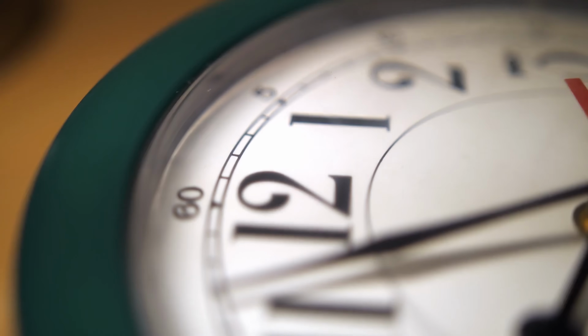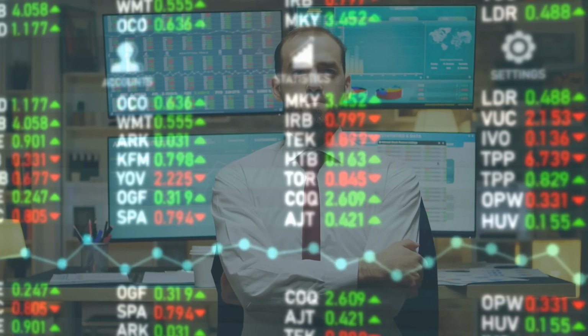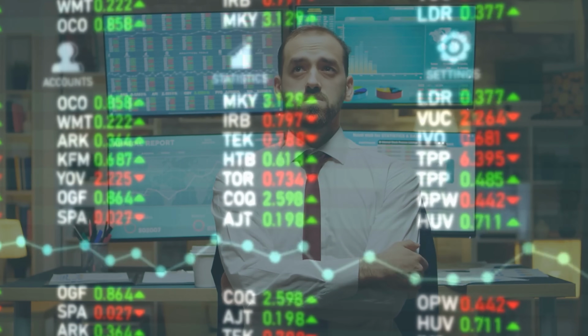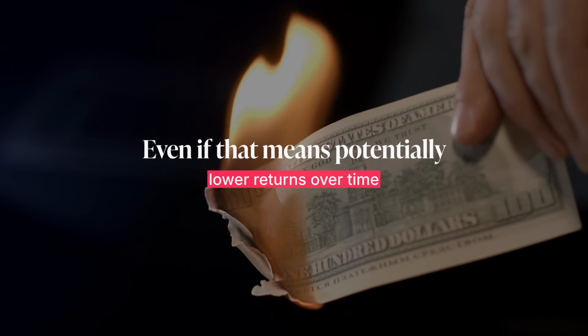Now, it's worth noting that there's no right or wrong answer, as this depends on things like how long you're investing for, what your financial goals are, and how comfortable you are with the idea of your investments going up and also going down in value. Someone investing for 30 years can generally afford to take on more risk than someone who might need their money in 5. And someone who finds market volatility stressful might sleep better with a more cautious portfolio, even if that means potentially lower returns over time.